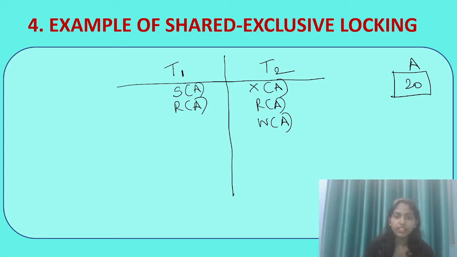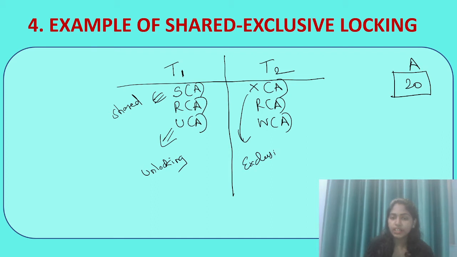So transaction T1 will use the shared lock to read the data item A and it will unlock after reading the data. U is used for unlocking. S is used for showing it is a shared lock and X is used for showing it is an exclusive lock. With the exclusive lock, you can read the data item A, write the data item A, and unlock the data item A. So shared lock and exclusive lock both can be locked and unlocked after usage.